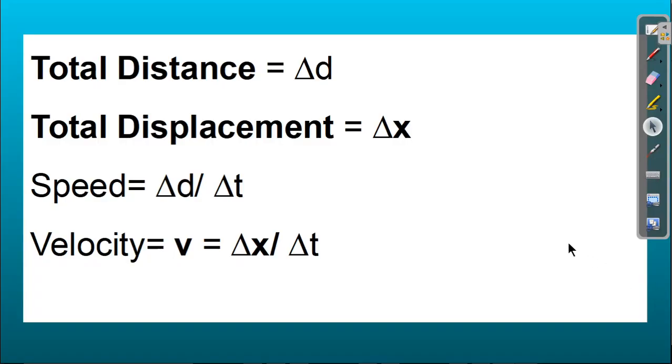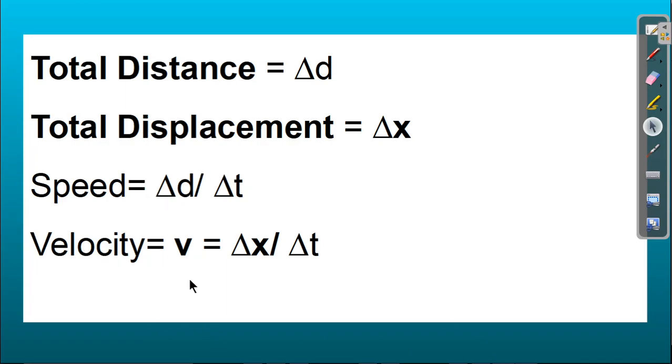Now, let's put it all together. To calculate speed, you only need the total distance, and you divide it by the total time it took you to travel that distance. So this is the formula to calculate speed.